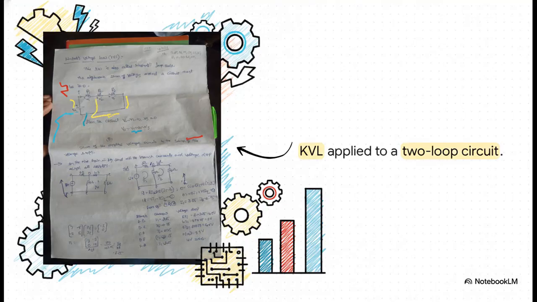And when you apply this logic to a real 2-loop circuit, it turns all this abstract theory into a totally solvable puzzle. By setting those voltage drops to 0 around each loop, you can calmly and predictably calculate the exact current flowing through every single branch. It just works.